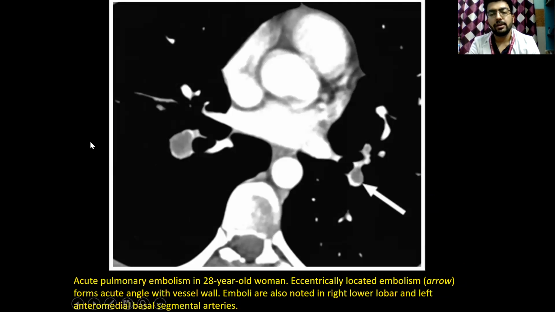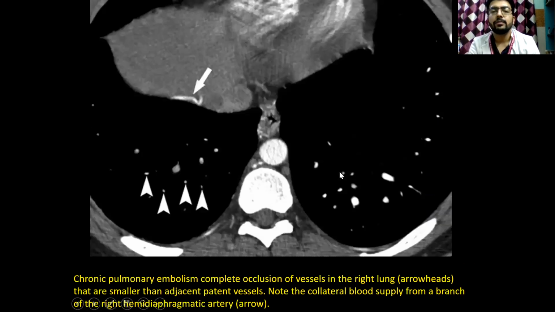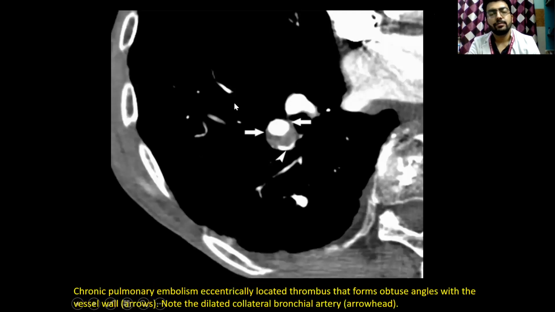Again, in the right lower lobe and left intermedial basal segmental arteries, thrombus. These are all thrombotic occlusions seen in the right lung vessels, along with collateral blood supply from a branch of the right hemidiaphragmatic artery.